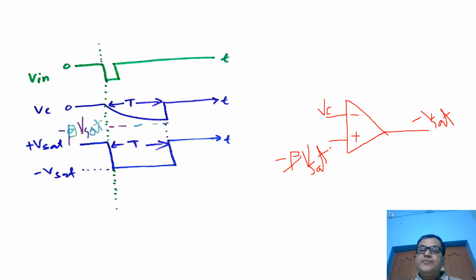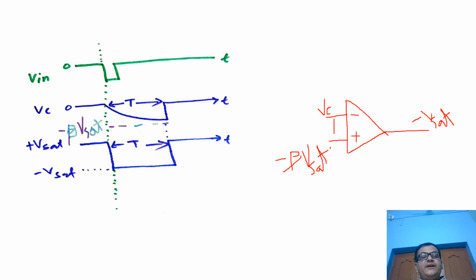Now whenever the voltage of the capacitor becomes more negative than this minus beta Vsat, the VID becomes again positive. As soon as the VID becomes positive, the output switches from minus Vsat to plus Vsat, which makes the diode D1 again forward biased and it starts conducting. So this time period T is actually the pulse generated by this monostable multivibrator.